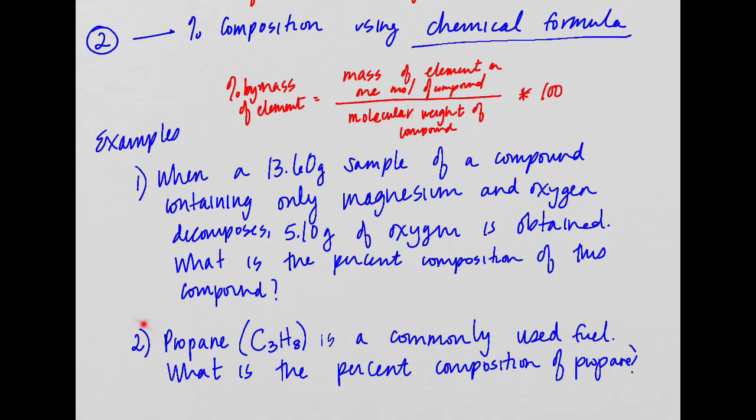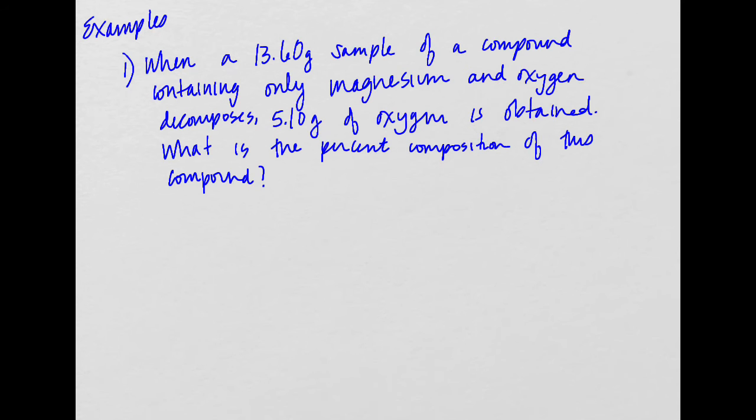As opposed to the second example that says propane is a commonly used fuel. What is the percent composition of propane? So in this situation, we're not given any mass data. We're only given the chemical formula. So in this case, we're going to use this equation. So we're going to solve both of these problems on the next page here. All right, so let's do this one first.